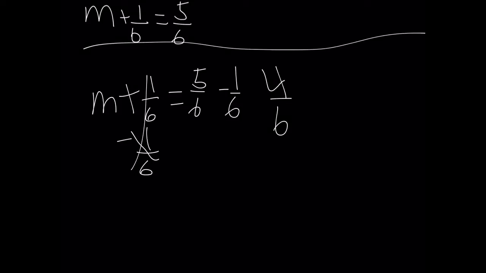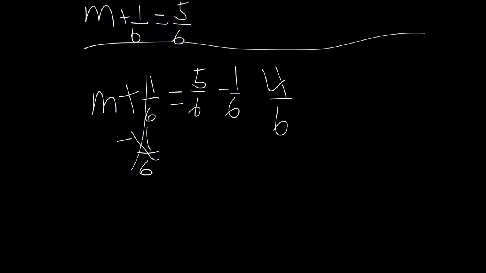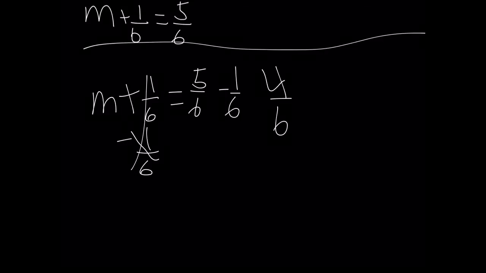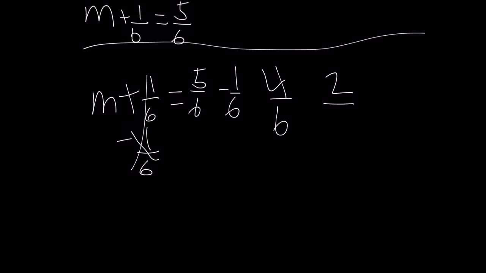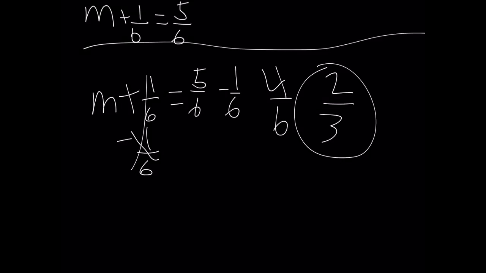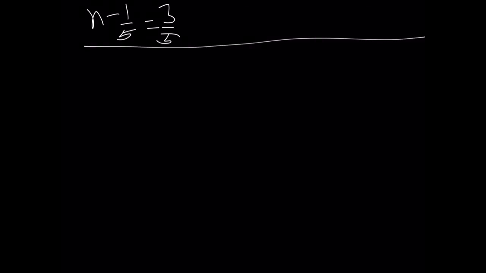Now you gotta simplify it. Divide them both by 2. So 4 divided by 2 is 2. 6 divided by 2 is 3. Your answer is 2/3. First thing you need to do is set up the problem.